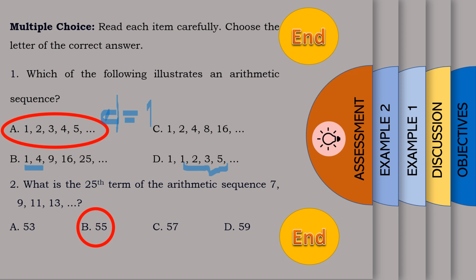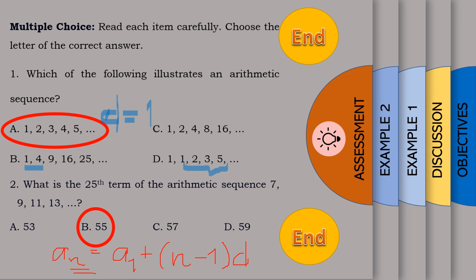So, again, kapag sulat natin siya, ang ating formula is a sub n equals a sub 1 plus the quantity n minus 1 times d. Okay, this will be our general formula for the arithmetic sequence. We just substitute the values. So again, we're looking for the 25th term. So you have a sub 25 here.